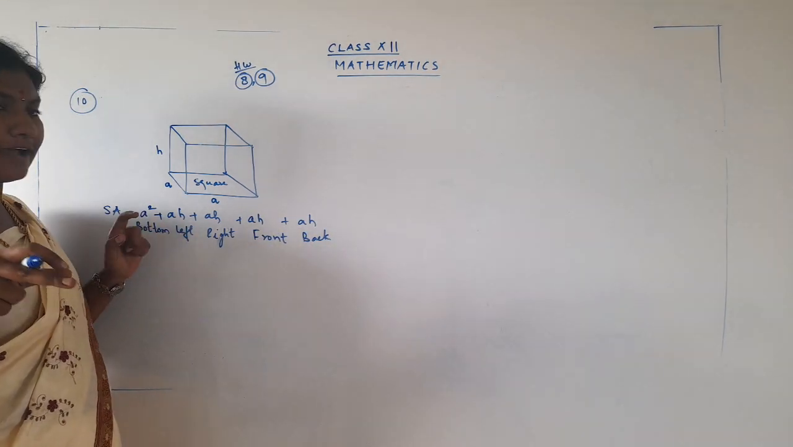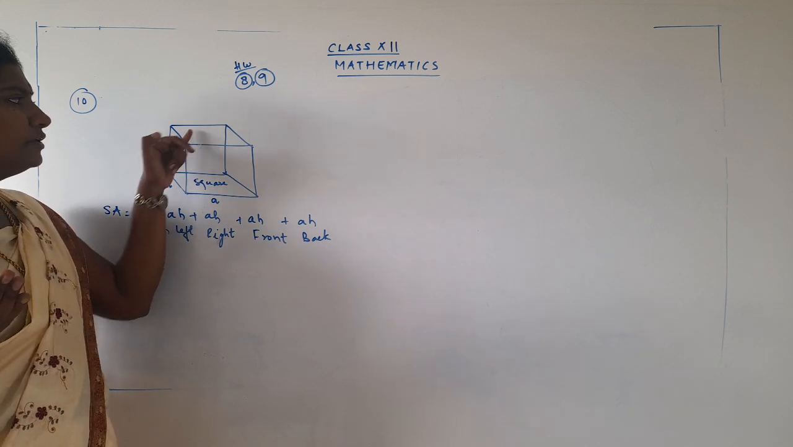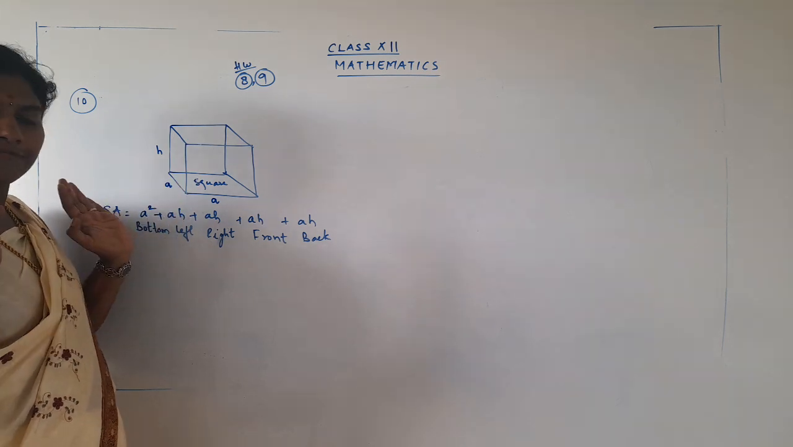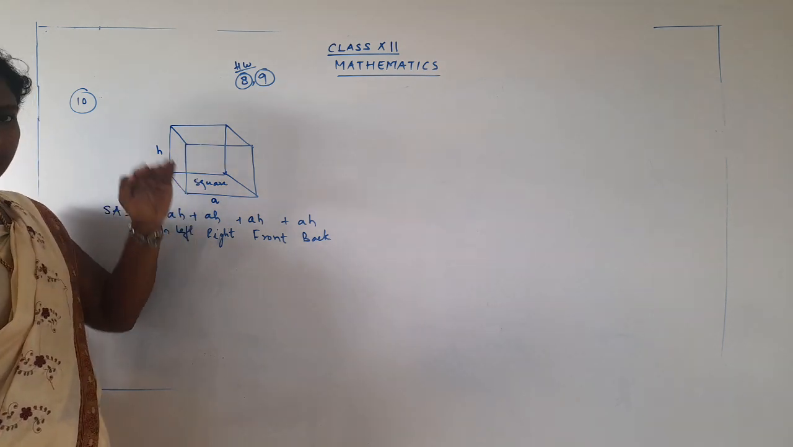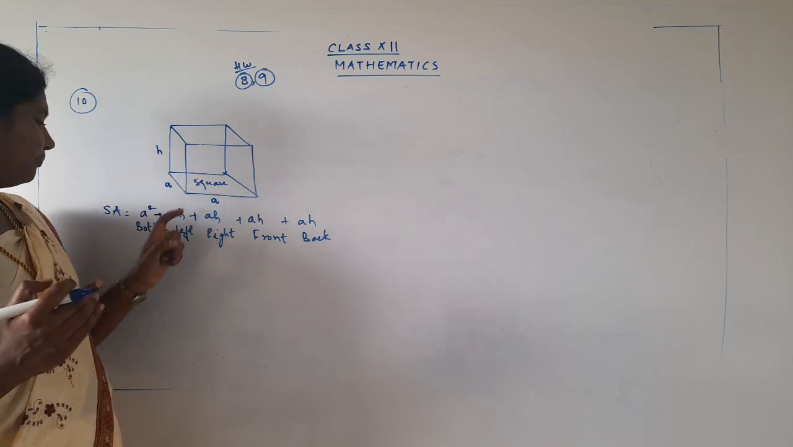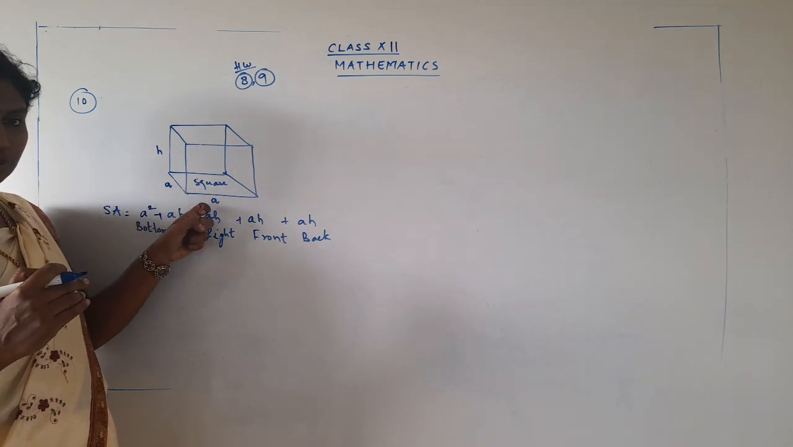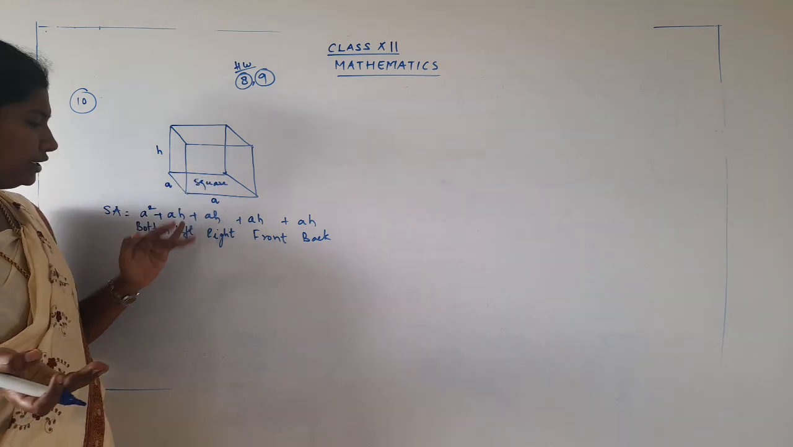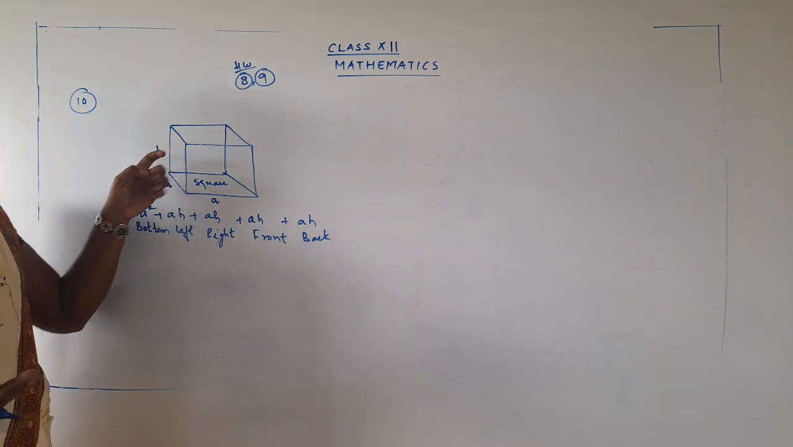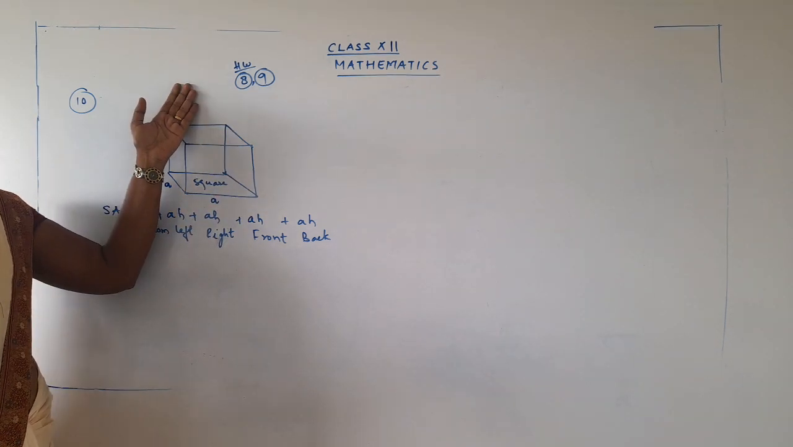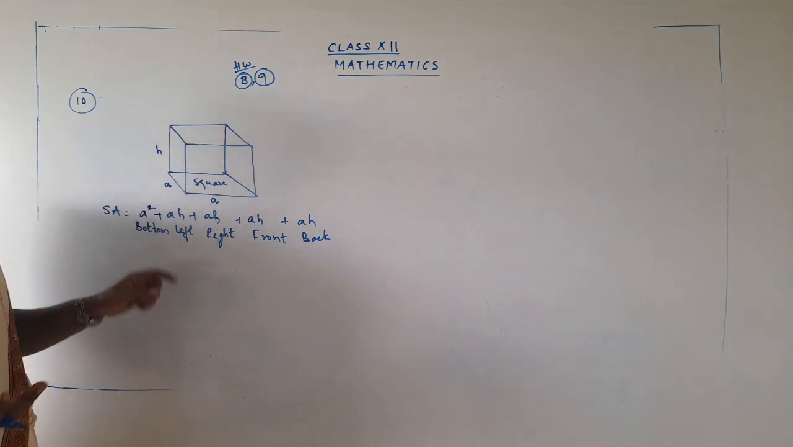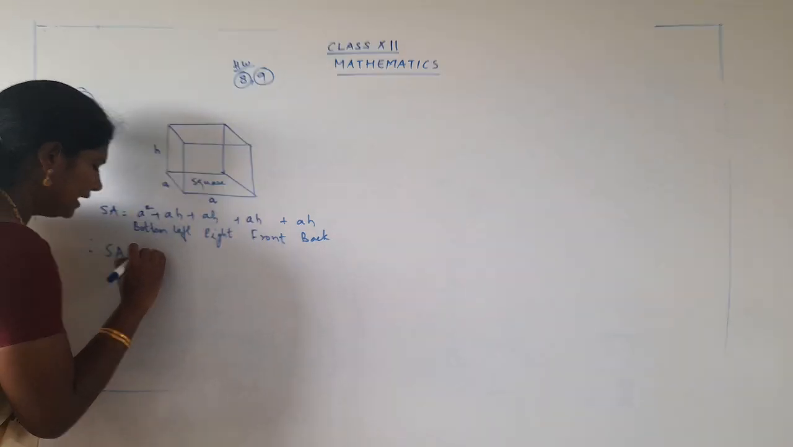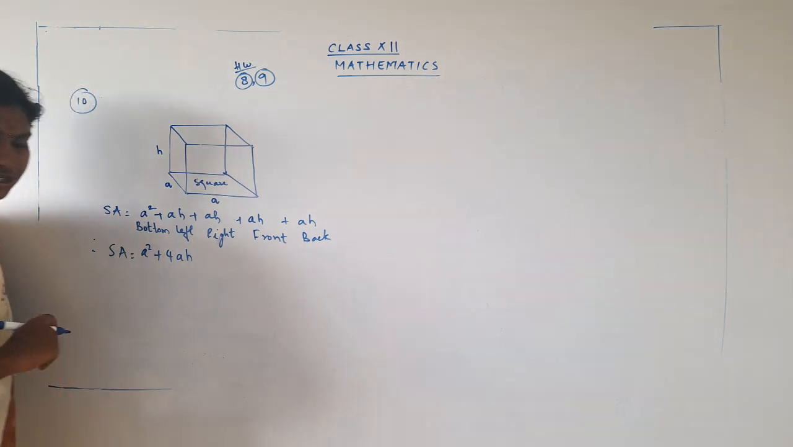Here they have mentioned that it is an open box. That means you don't have to consider the area on the upper part. So we have only 5 sides to be considered: front, back, left, right and bottom, no top. So for bottom you will get A into A, because it's a square base area. That means length and width will be same, A square. For left you have to take AH, for right it will be the same. Back same and front it will be the same. So how many AHs here? 4 AH. So you write down, therefore SA is equal to A square plus 4AH.